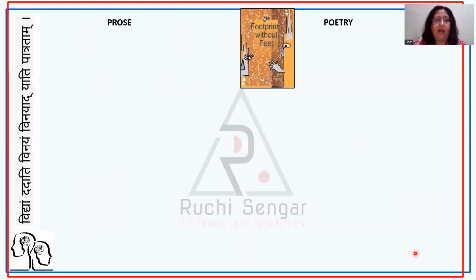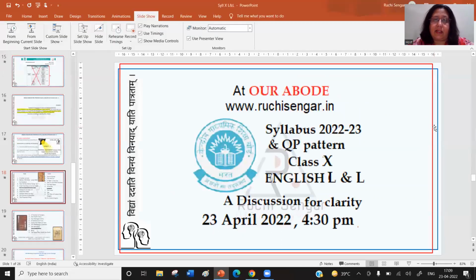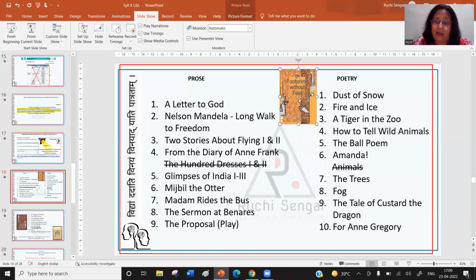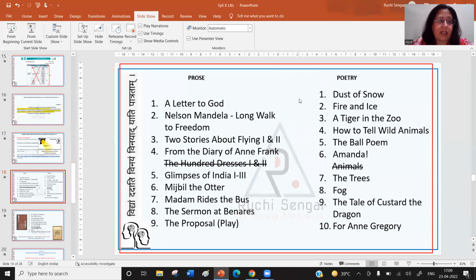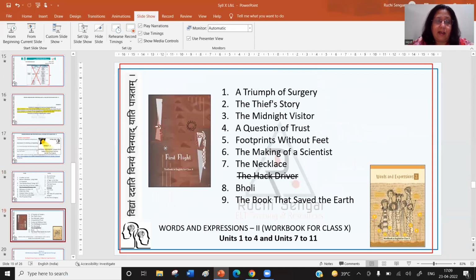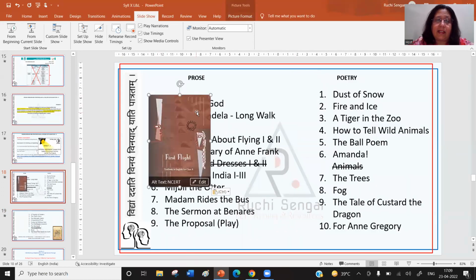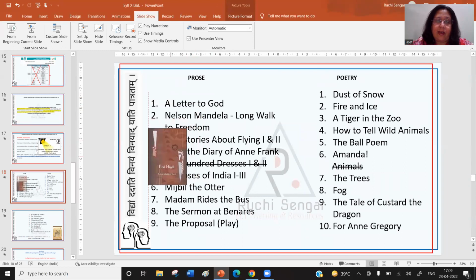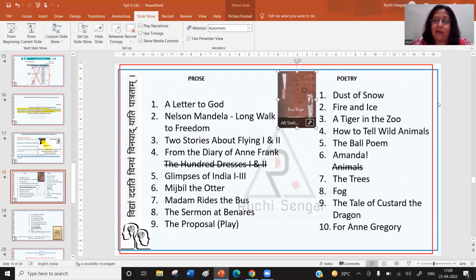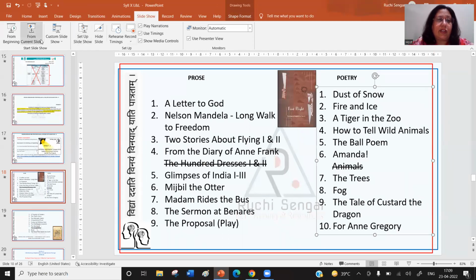All right. Now, let's get down to business. So footprints without feet. Is it footprints without feet? I think it should be, what is it? First flight. It should be first flight, right? Yes, ma'am. The book is First Flight. I've interchanged the books. Oh, there we go. See, First Flight over here, cut and paste it here. That's the advantage of doing sessions with people you already know. Great.